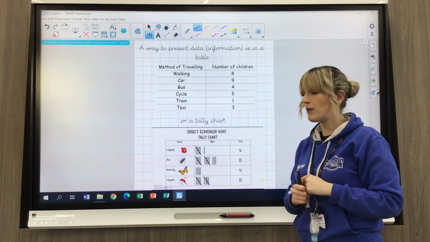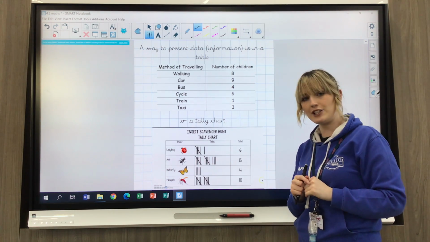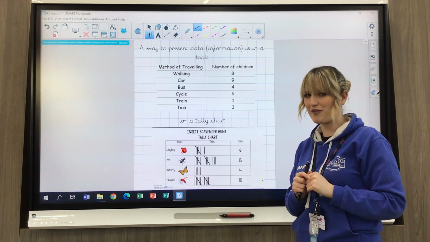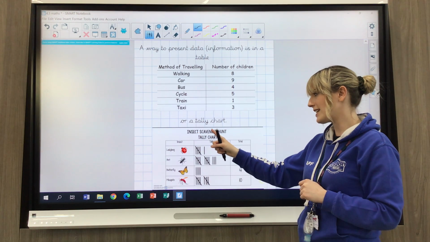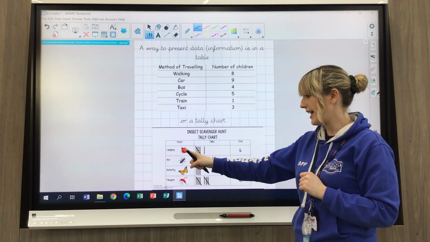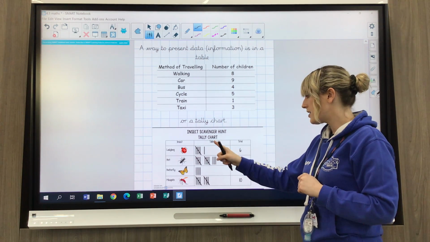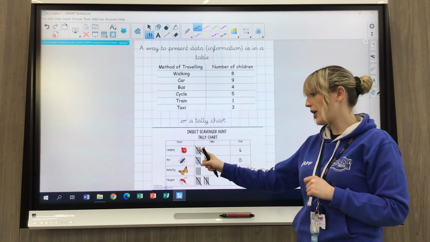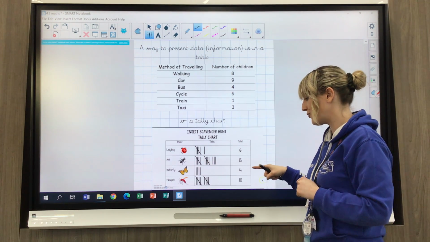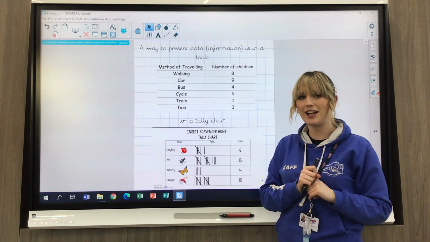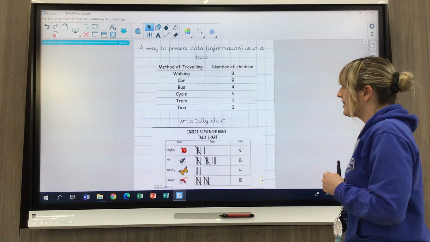Or the other way we're looking at presenting data is a tally chart. And we would have done these before in school. So here we've got insects. So it's an insect scavenger hunt. So we've got the ladybug and butterfly and mosquito. So the tallies show the total, so show the number. So we've got 6, 13, 4 and 10. So we're going to have a little look at how to create tally charts later too.